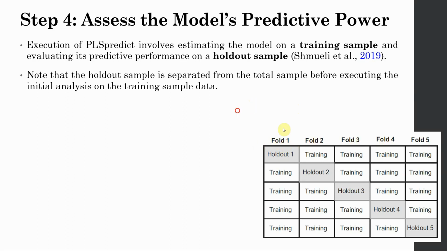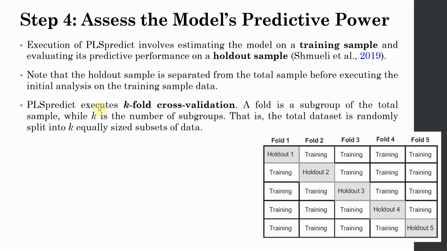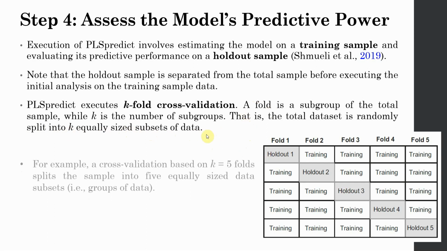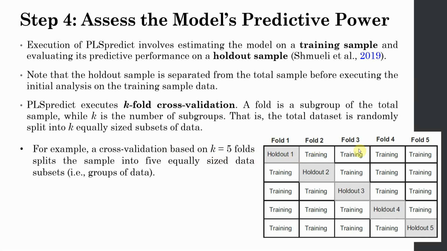Now there are 5 folds here. PLS Predict executes k-fold cross-validation. A fold is a subgroup of the total sample. So here is fold 1, fold 2, fold 3, fold 4, fold 5. That is, the total dataset is randomly split into k equally sized subsets of data. So your sample is divided into subsets of data. Now for example, let's say we've got 5 folds here. K is equal to 5. Normally 10 is recommended. Now in this case, each fold is divided into holdout and training sample.